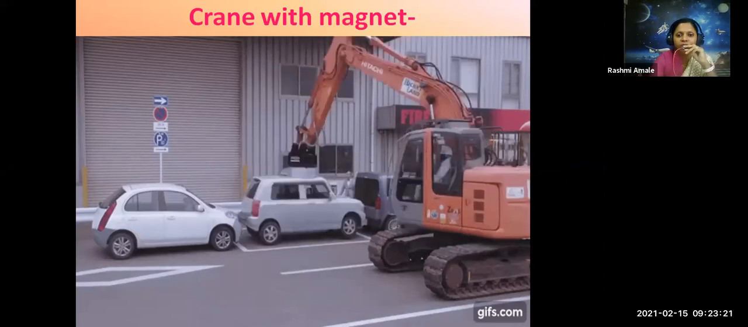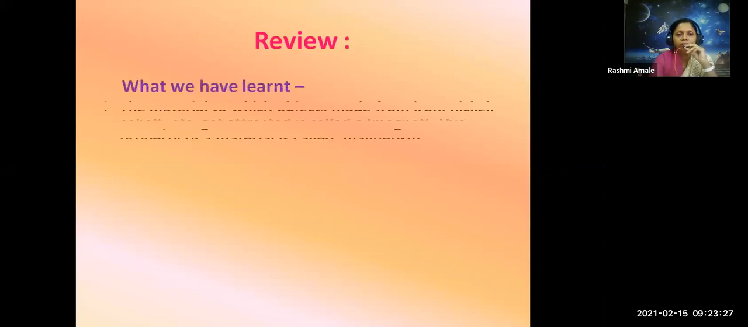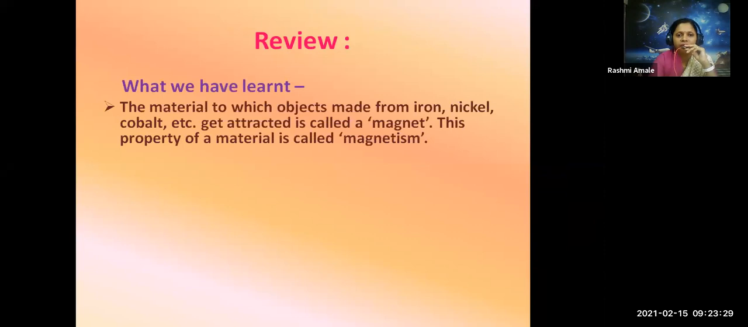So understood, students? So let us review what we have learned today. The materials to which objects made from iron, nickel, cobalt, etc. get attracted is called a magnet. This property of a material is called magnetism.